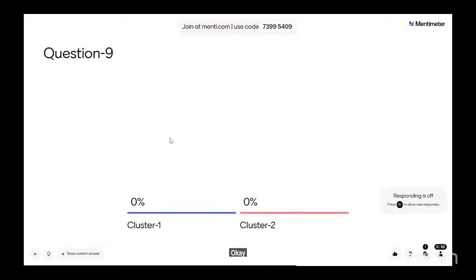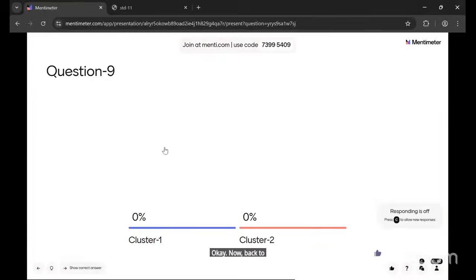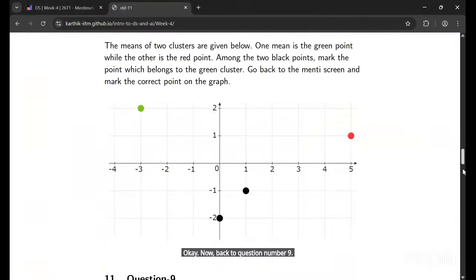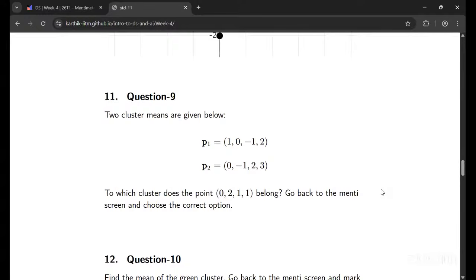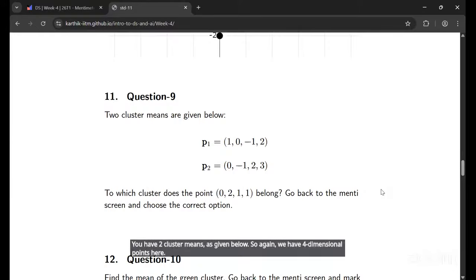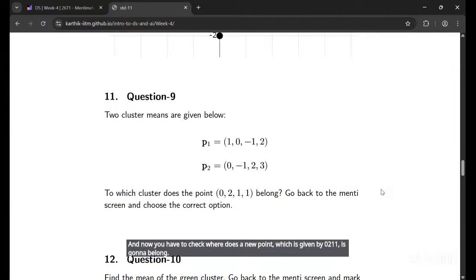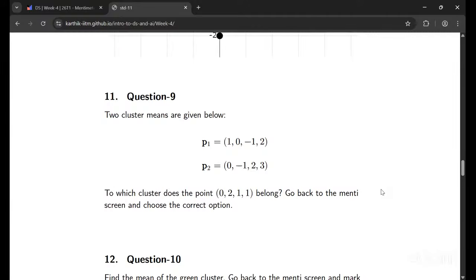Okay. Now back to question number 9. You have two cluster means as given below. So again, we have 4-dimensional points here. And now you have to check where a new point, which is given by (0, 2, 1, 1), is going to belong. So again, some Euclidean calculation and then assigning the point back to a reasonable cluster.